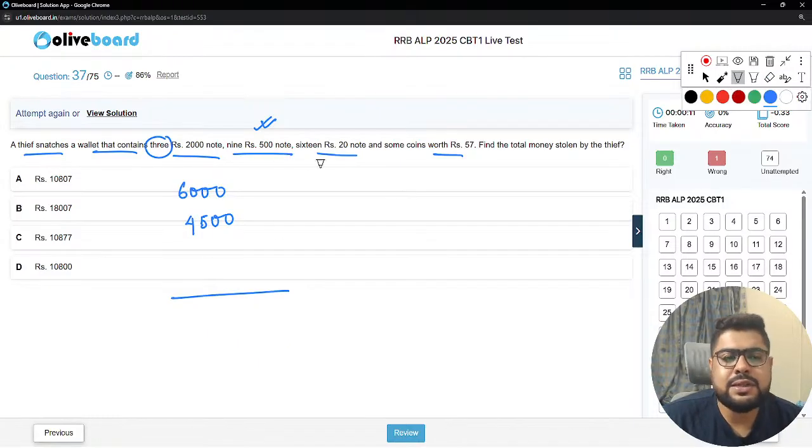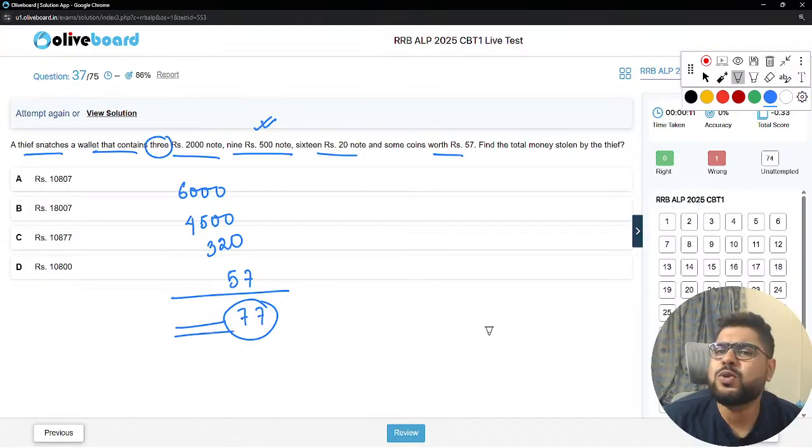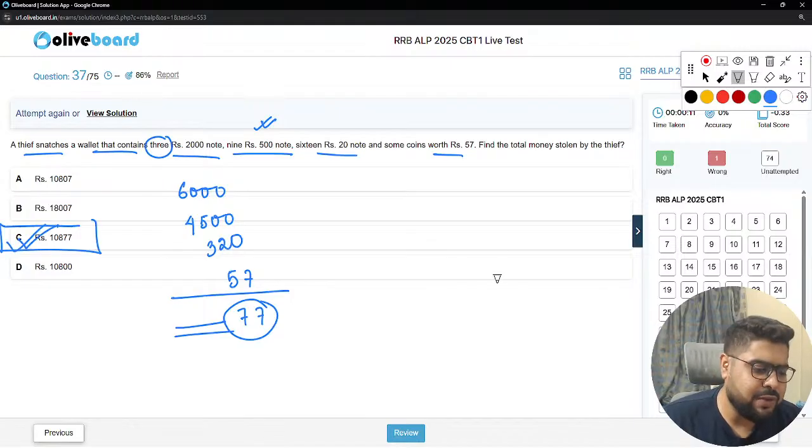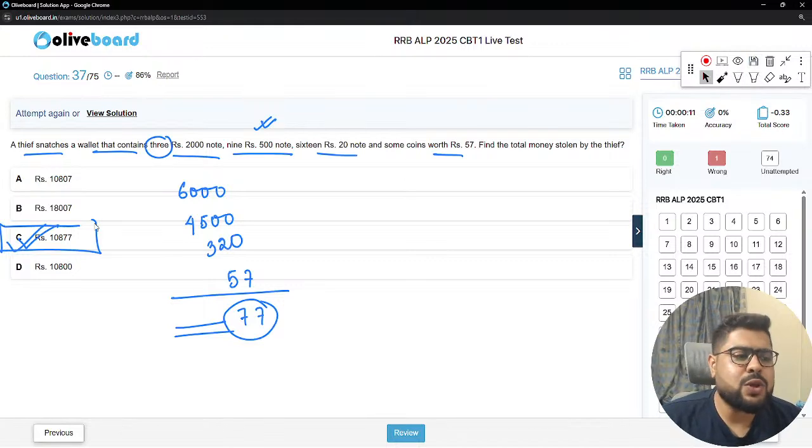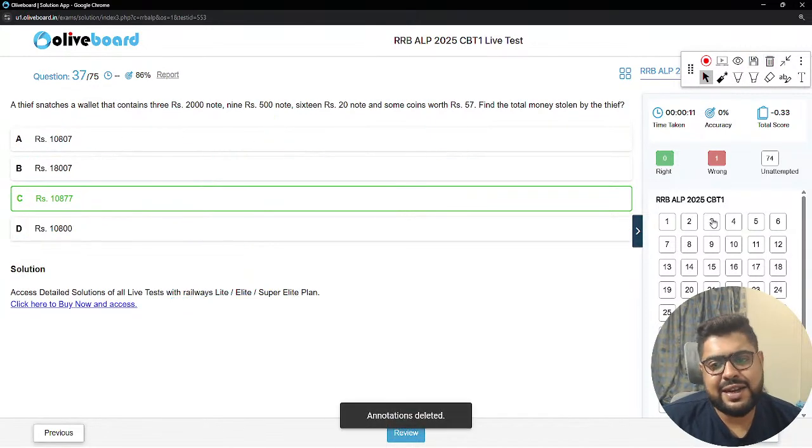So this will be 16, this is 320. Answer 57. So this is 77. Ends in 77. I don't need to do anything else. 77 ending, there is only one option, that is C, sir. Only one option. So the answer is option C. Option C is the correct answer, sir.